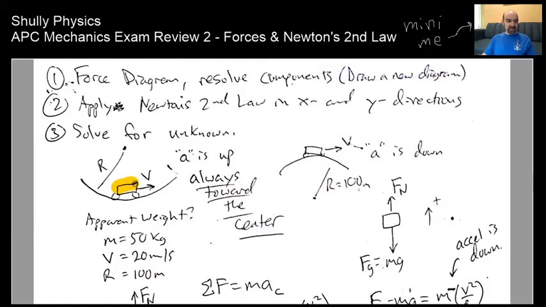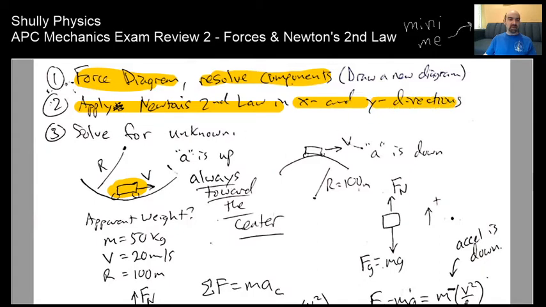If we're talking about an object like at the bottom of a hill, solving for apparent weight, I'm probably going to make up the positive y direction. That's the direction of the acceleration. So the force diagram is your first step. Consider your frame of reference, and give your best reference frame. Then draw a new diagram with any angled forces resolved, so break up those forces into components. Then apply Newton's second law in the x and the y direction. That gives us two equations of motion, or two equations for solving a system of equations. Then we solve for the unknown or unknowns.